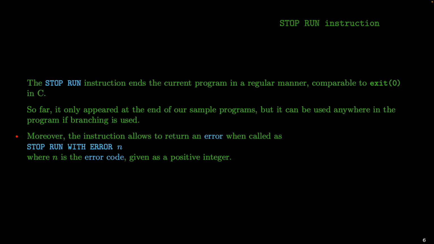And we can also exit the program with an error if we use the stop run instruction in the following way: stop run with error n, where n is a numerical error code which has to be a positive integer, and depending on the value of n we can then interpret which error occurred.